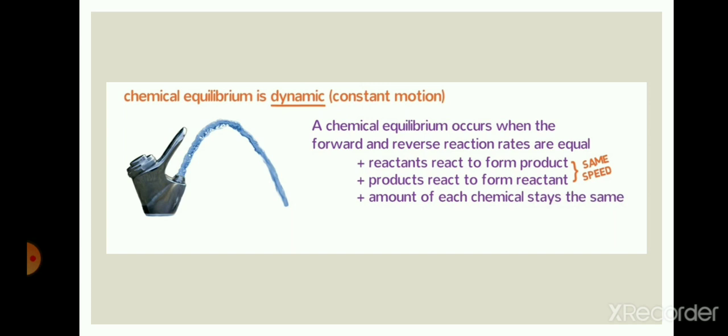A chemical equilibrium occurs when the forward and reverse reaction rates are equal, that is, reactants constantly react to form product, and products constantly react to form reactant, and the two things happen with the same speed so that the amount of each chemical stays the same.